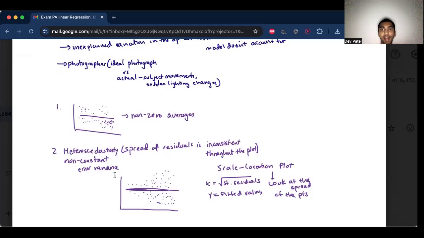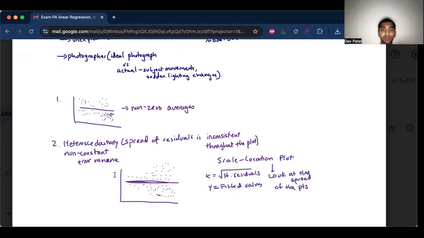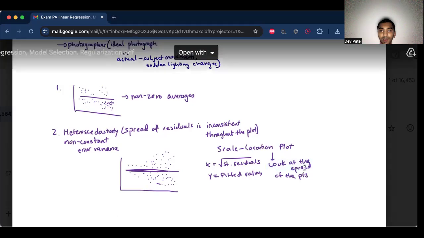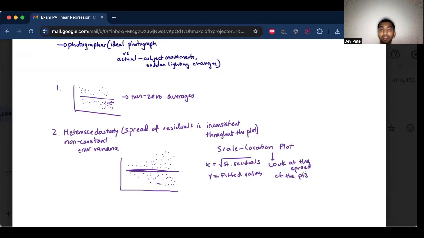Next, same plot, with the residuals on the y-axis and the fitted or predicted values on the x-axis. If we see a non-constant, inconsistent spread of the residuals, then we have evidence for heteroscedasticity, where our errors have a non-constant variance. Here we can see that with lower fitted values, all of these points are clumped together, whereas with higher fitted values, our points are more spread out. We could also measure this through scale-location plots, where on the x-axis we have the fitted values and on the y-axis the square root of the standardized residuals. In the same way, we look at the spread of these data points, and if they have an inconsistent spread, then we have evidence for heteroscedasticity.